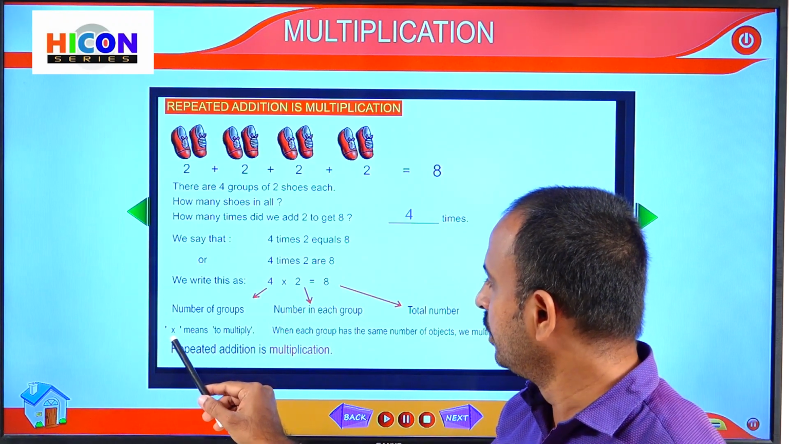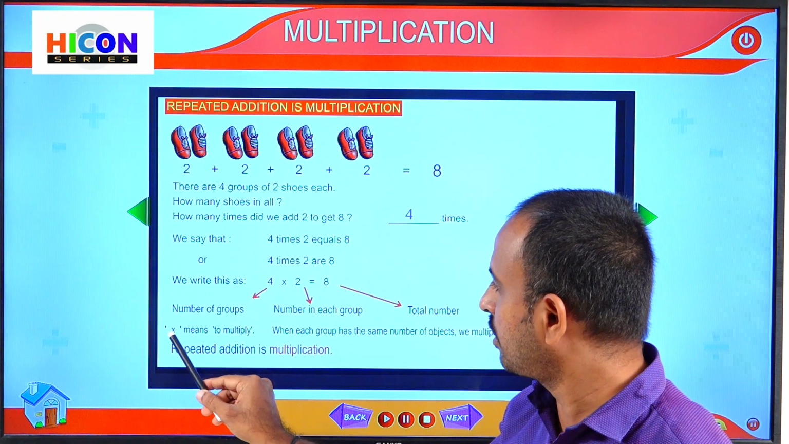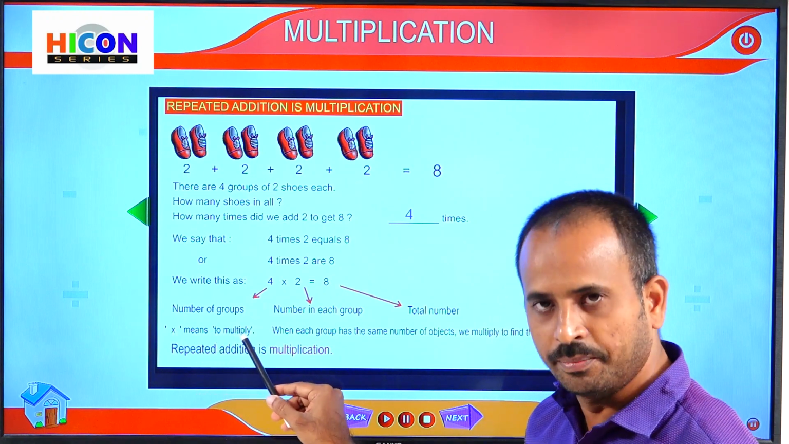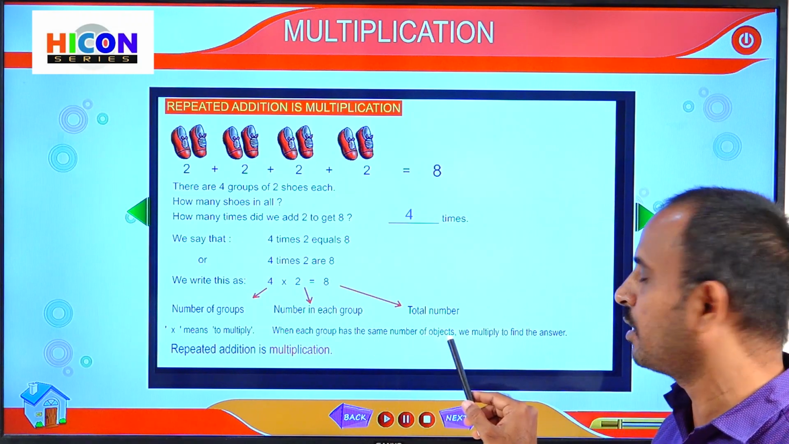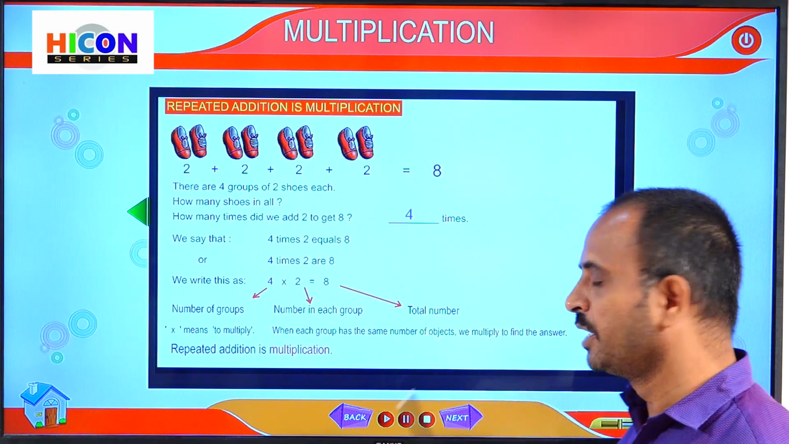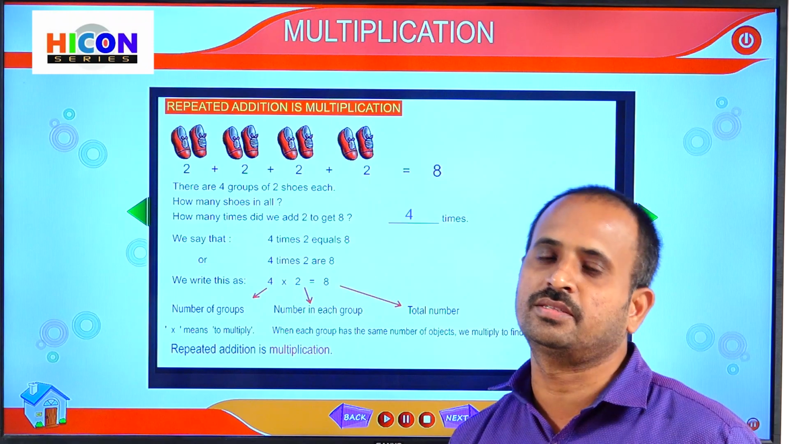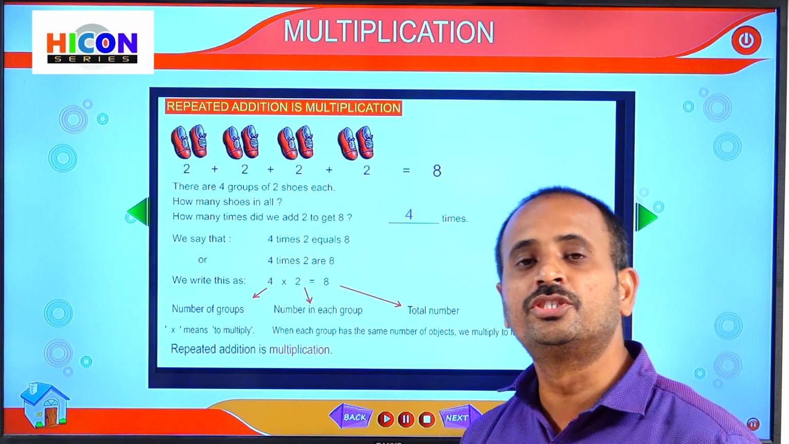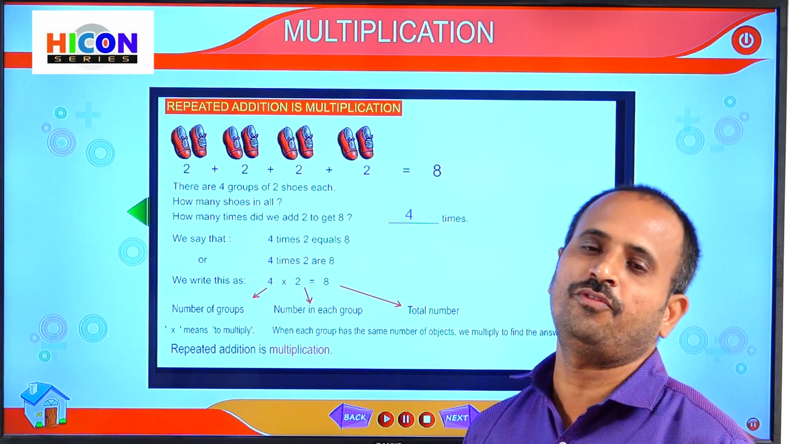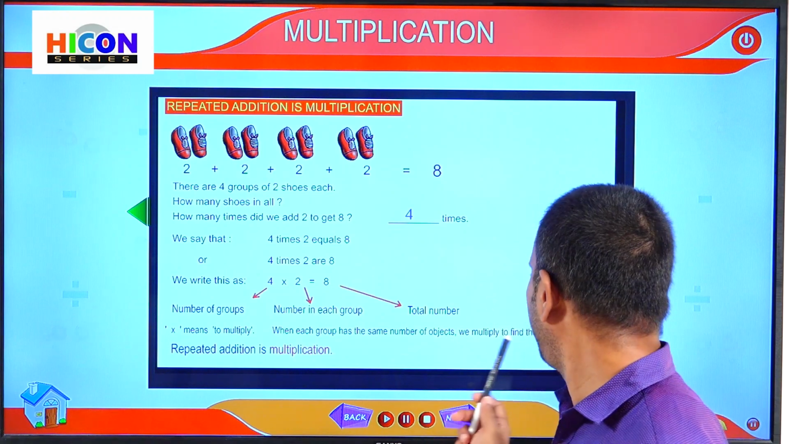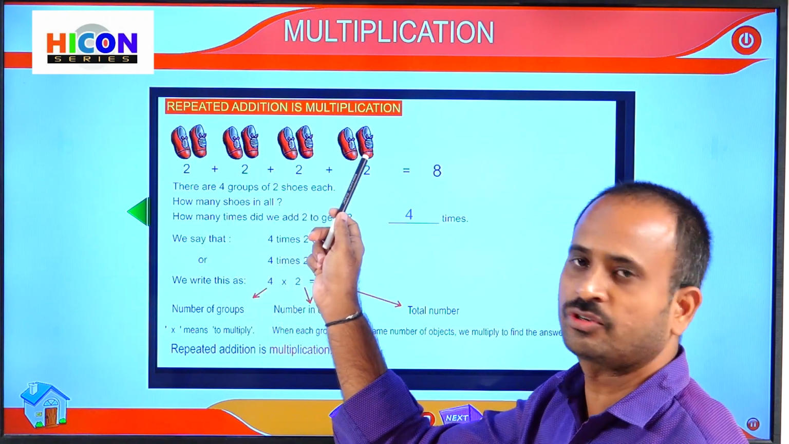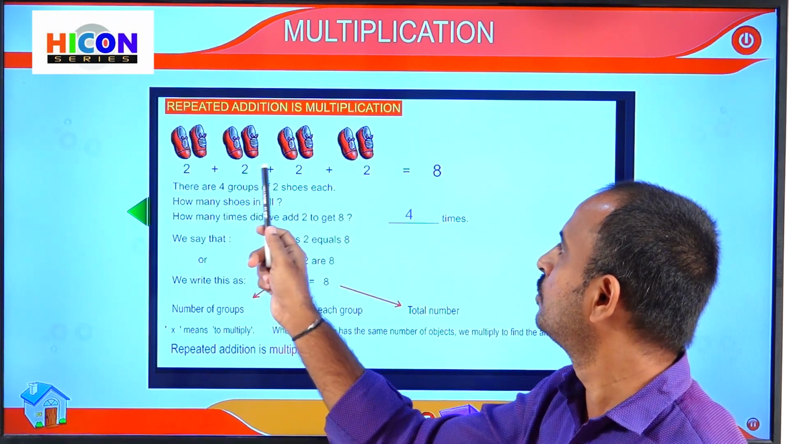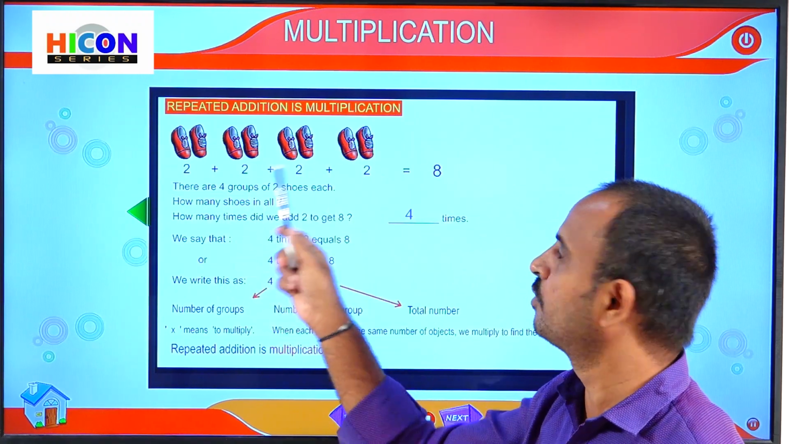And this, children, the cross symbol means to multiply. When each group has the same number of objects, we multiply to find the answer. Here each group has the same number of shoes. So each group has 2 shoes. That's why we have to multiply.